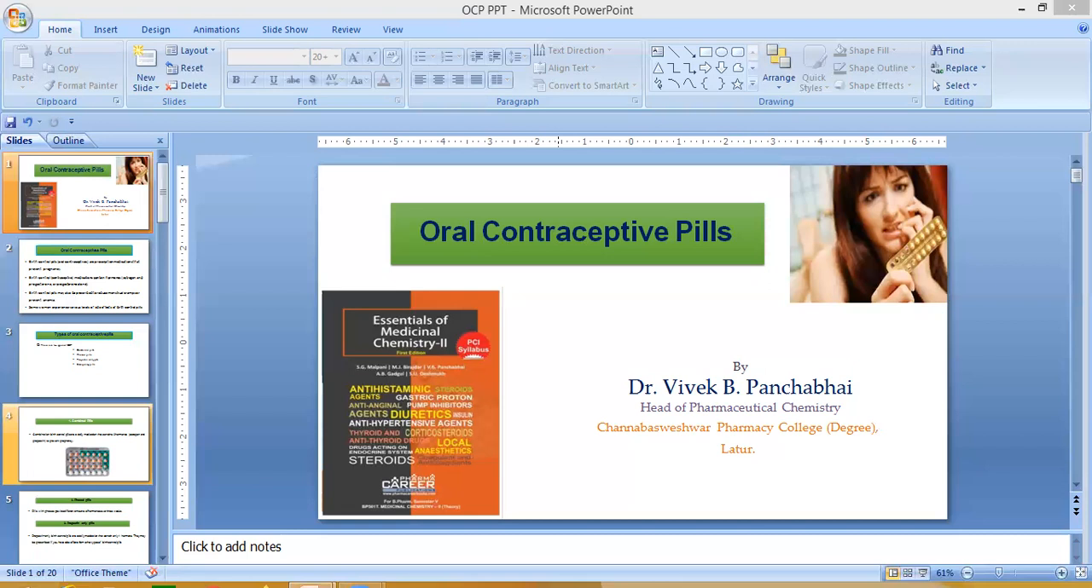Who should not use oral contraceptive pills? Women with the following conditions should not use these estrogen-containing birth control medications or oral contraceptives. Those with an allergy to any component of the product, unable to use this estrogen-containing oral contraceptive. History of blood clot disorders. If any woman is suffering from a blood clot disorder, these drugs should be avoided for that type of lady.